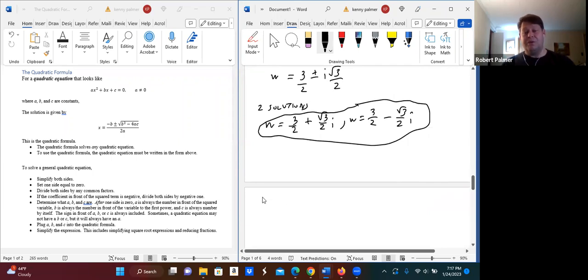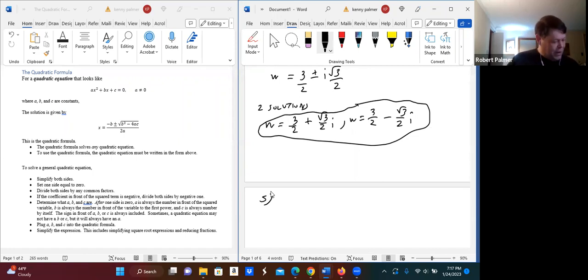Okay, let's do one more example. And actually, give me just a second. I need to alter what I had planned. Okay. So let's say this time we have, it's not w this time, y squared minus 2y minus 11 is equal to 0.